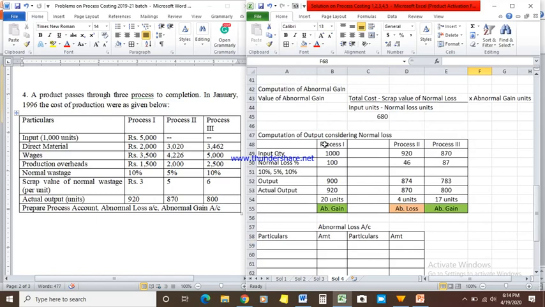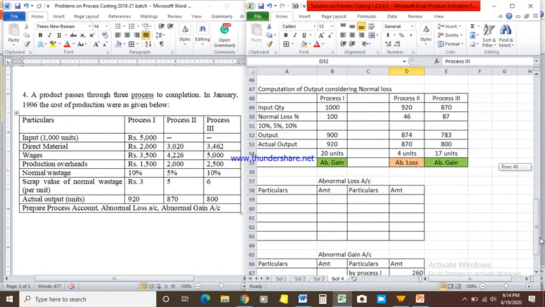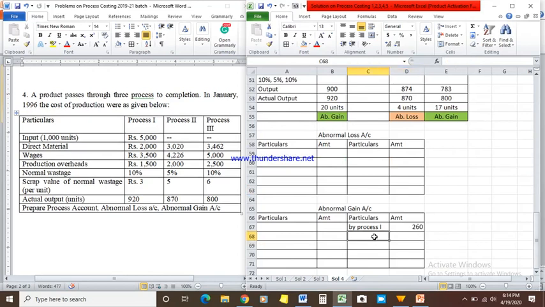Similarly, in process 3 also we are having an abnormal gain. So process 3 account debit to abnormal gain 680, I'll write here, by process 3, 680. Now, having posted to the abnormal gain account by process 1 and process 3, in case the normal loss and scrap value is given with regard to the process, we need to recover it from the abnormal gain account.